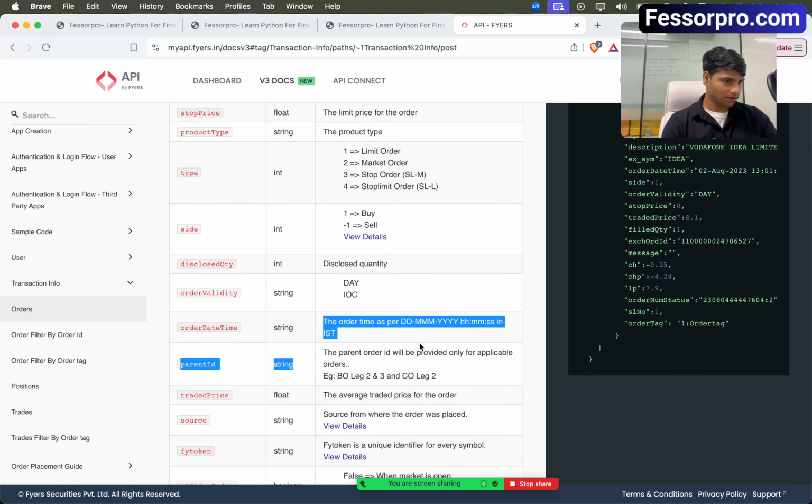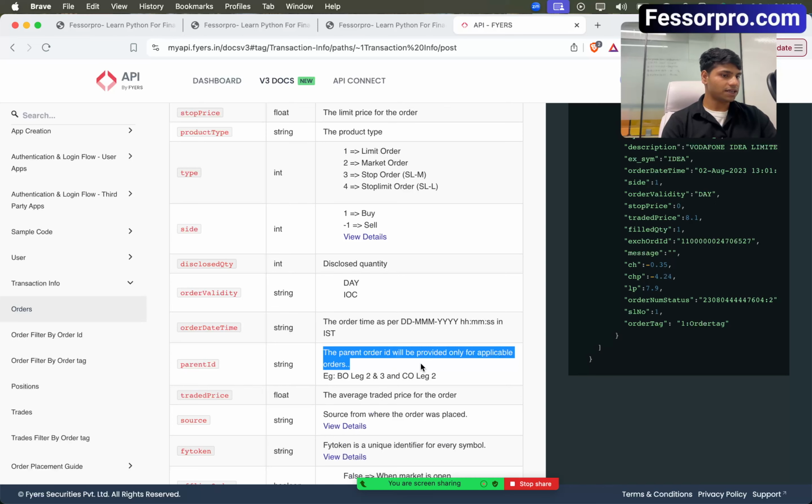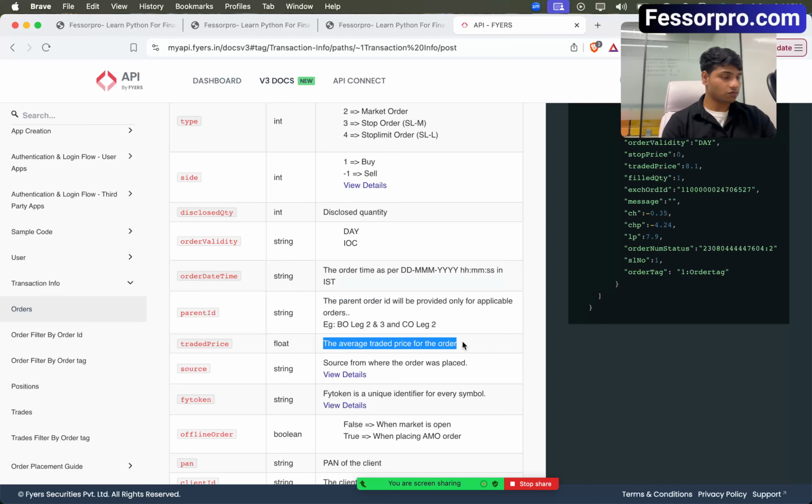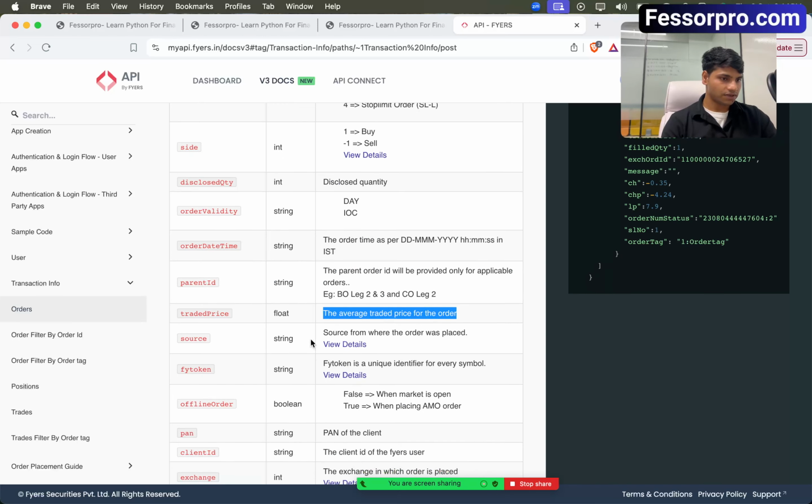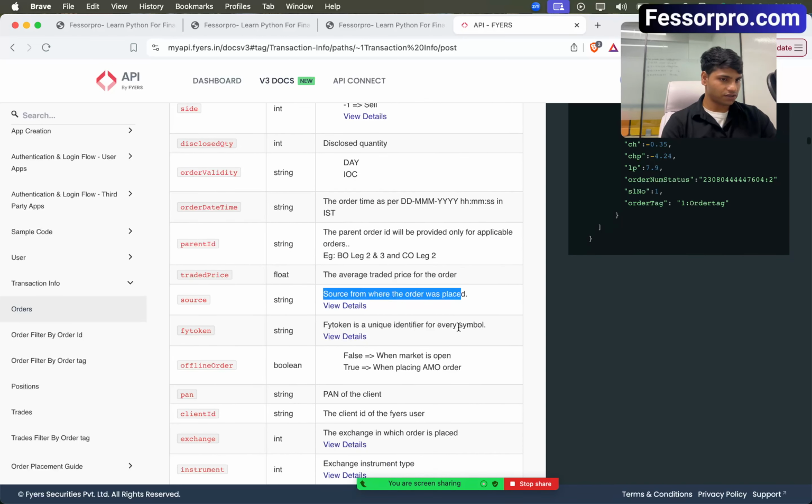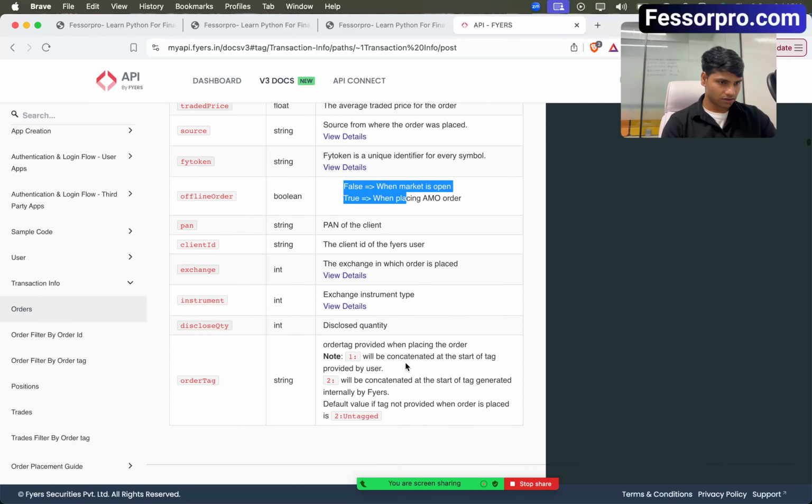Then order date time, when you have placed the order. Then parent ID. Now if you place a cover order or bracket order, you'll have a parent ID. Then traded price, at what price your order got filled. Source, from where you have placed the order. Then FY token. These are not that important actually.